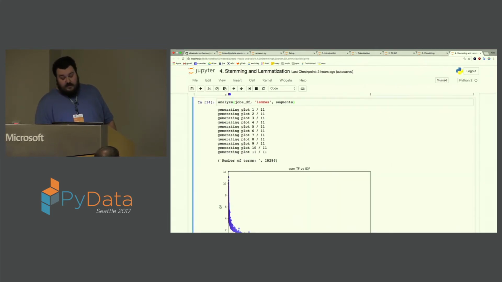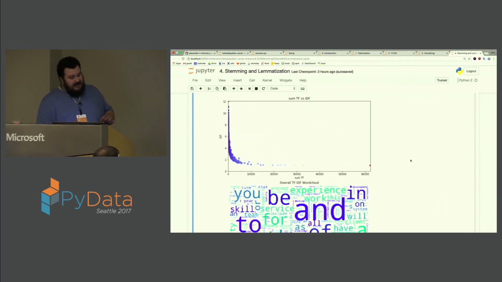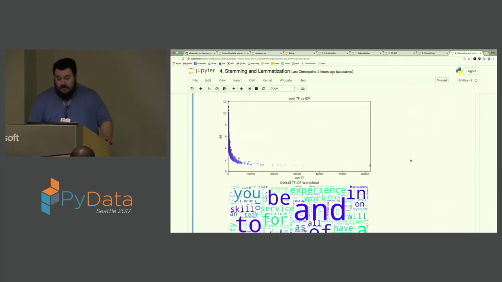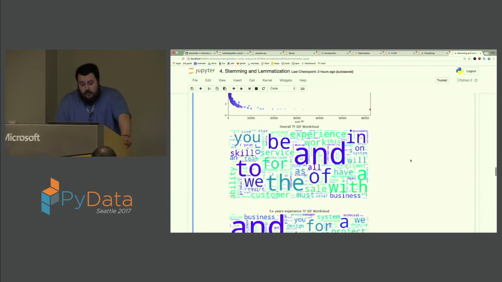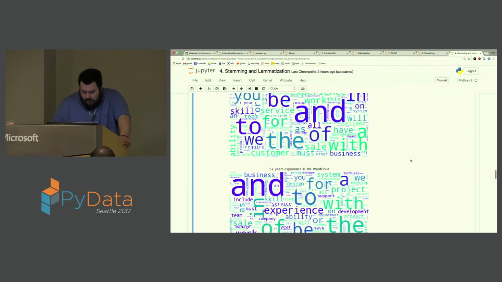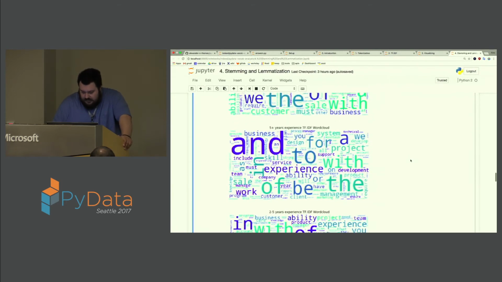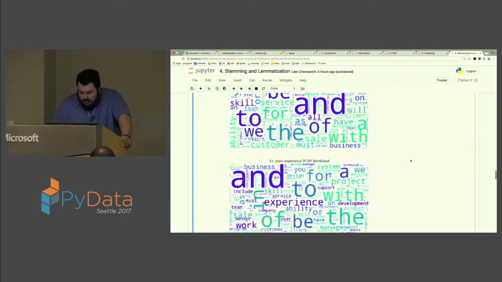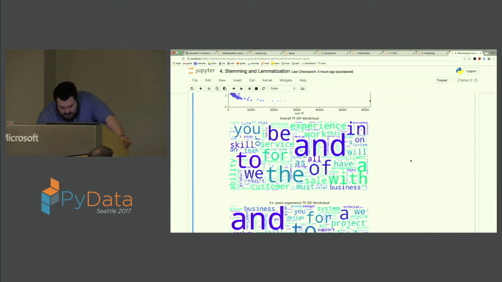Although we have a larger amount of lemmas that are kept, I'm not really expecting much of a difference in the effect here, other than the word clouds might be a little bit easier to read. Okay, so overall, not much different than we saw with stemming. Although interesting, we do see, let's see, where's management? It doesn't appear to be as important, or manag, which was the stem version.